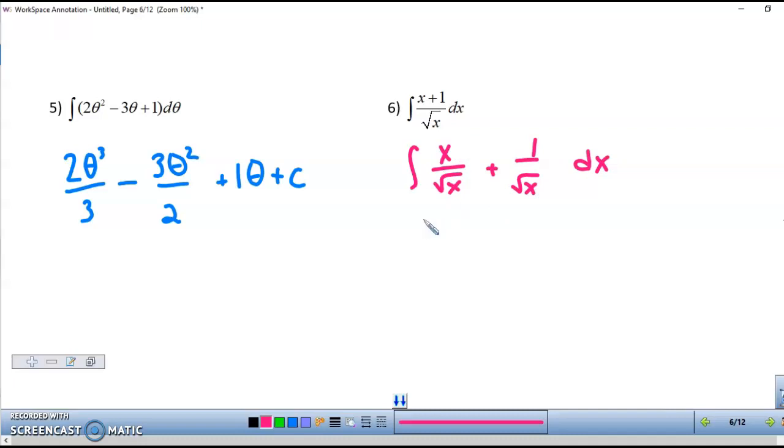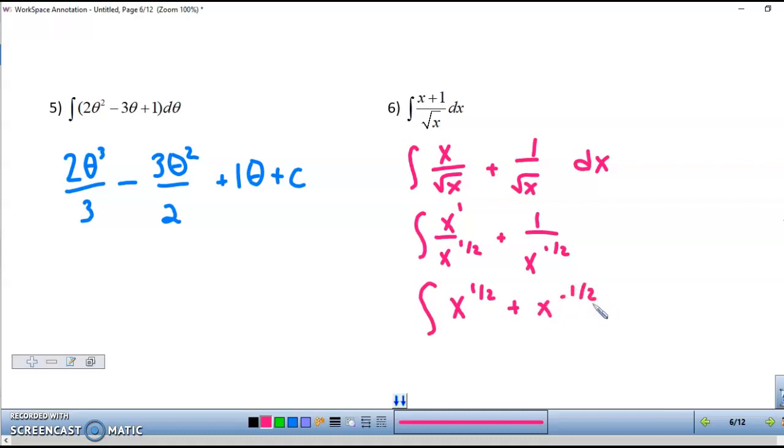This x is to the first, this x is to the 1/2. Remember, we can subtract exponents down, so this is really x to the 1/2 plus x to the negative 1/2. When I add 1 to 1/2, I get x to the 3/2, and I multiply by the reciprocal, so 2/3. Negative 1/2 plus 1 would be 1/2, and the reciprocal of 1/2 is 2. And then I add my plus c.